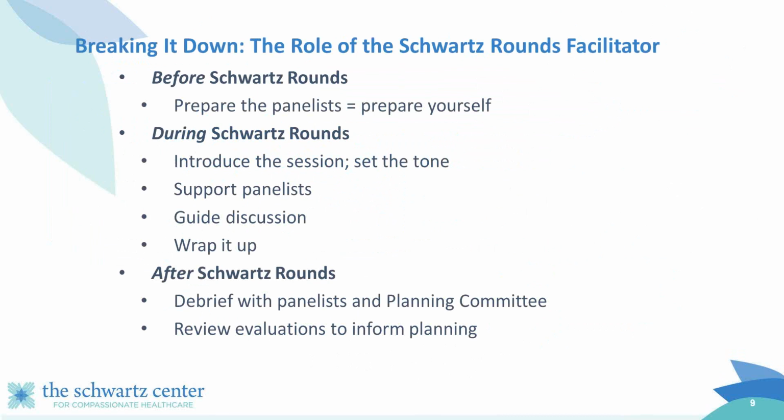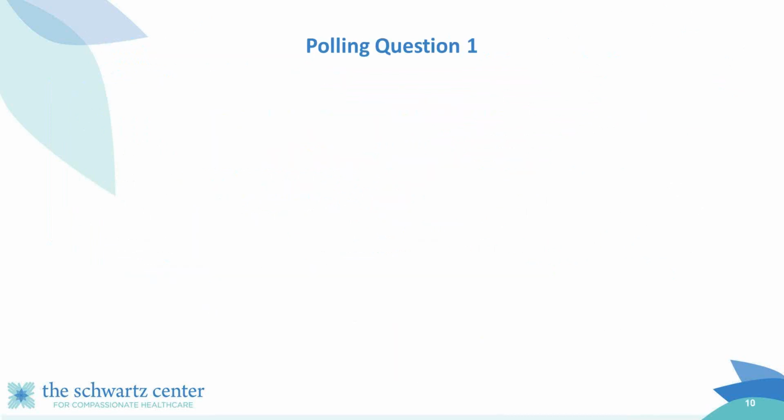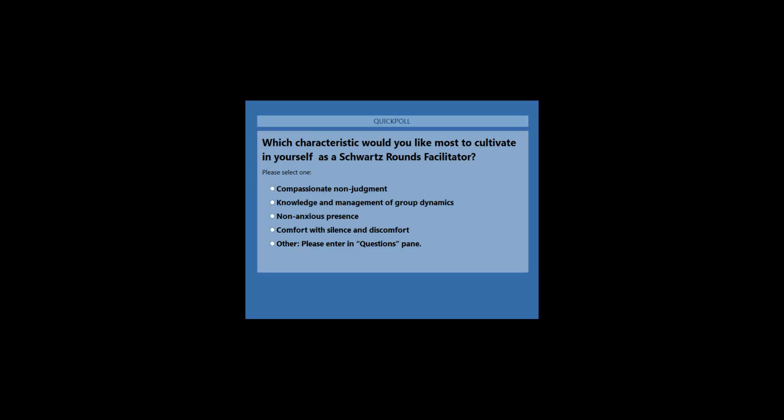job looks like. But first we're going to move on to our first polling question, because I want to hear from you. So get ready, get those fingers on the mouse. What do you consider the characteristic that you would most like to cultivate in yourself as a Schwartz Rounds facilitator? Are you looking to cultivate compassionate non-judgment, knowledge and management of group dynamics, non-anxious presence, comfort with silence and discomfort, or something else that we haven't thought of at all? If that's the case, please enter that in the questions pane. Thank you all for your input.